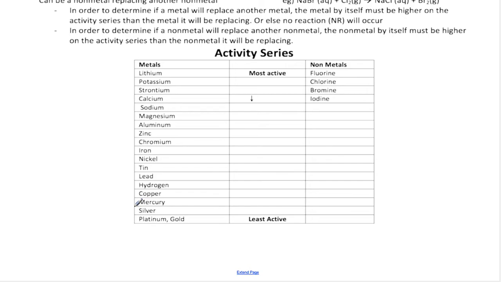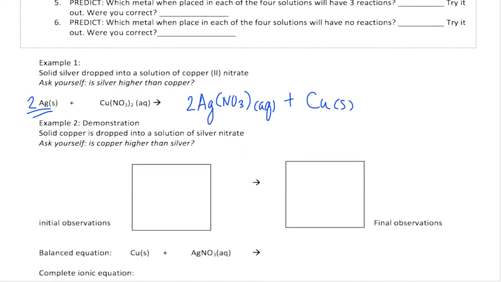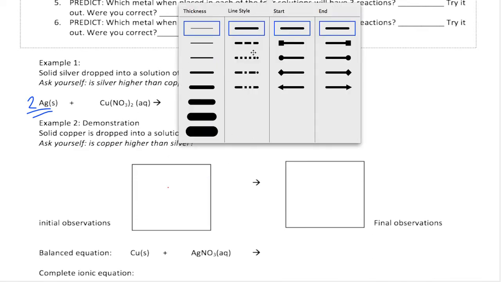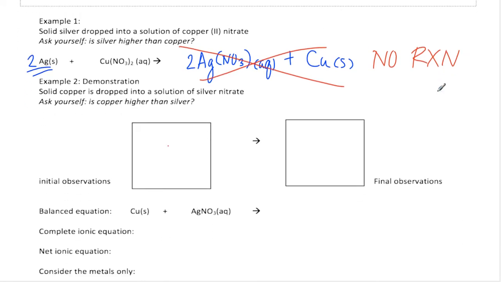So here is silver down here. It is less reactive, and here is copper, which is more reactive. So let's look back at that. Now the copper is more reactive, so the copper is a solid. It should be able to give away its electrons. So actually over here, I was wrong. Copper is more reactive, so this doesn't happen. So we're going to cross this out. This does not happen. There is actually no reaction here.